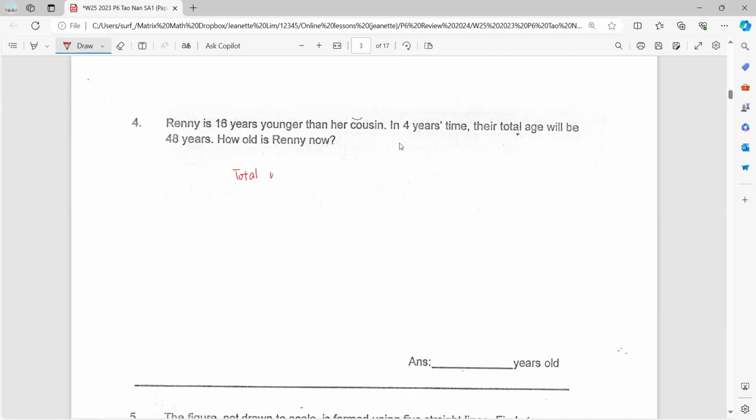Okay, so the total now, you have to minus 4 twice because in 4 years' time, 48 is a total of 2 people. So there were 2 4s added to it. So you've got to take away 2 times 4. You get 40. So their total age now is 40 and Rennie is 16 years younger than her cousin. So this is 16, total 40. So we'll take 40 minus 16, which is 24, the 2 units. Then 24 divided by 2, which is 12. Okay, so this 1 unit here is 12. How old is Rennie now? Rennie is 12 years old.